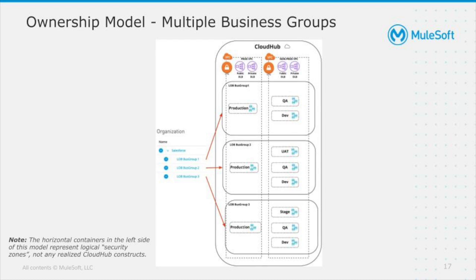Here is an example of multi-business group model. This is optional. Here, each line of business is allocated with their own business group, thereby isolating and distributing resources as per line of business subscriptions. Also, each line of business can have their own SDLC environments. For example, business group 1 can have dev, QA, and prod, but business group 2 can have dev, QA, UAT, and prod as per their requirement, and these environments can be created with clicks.